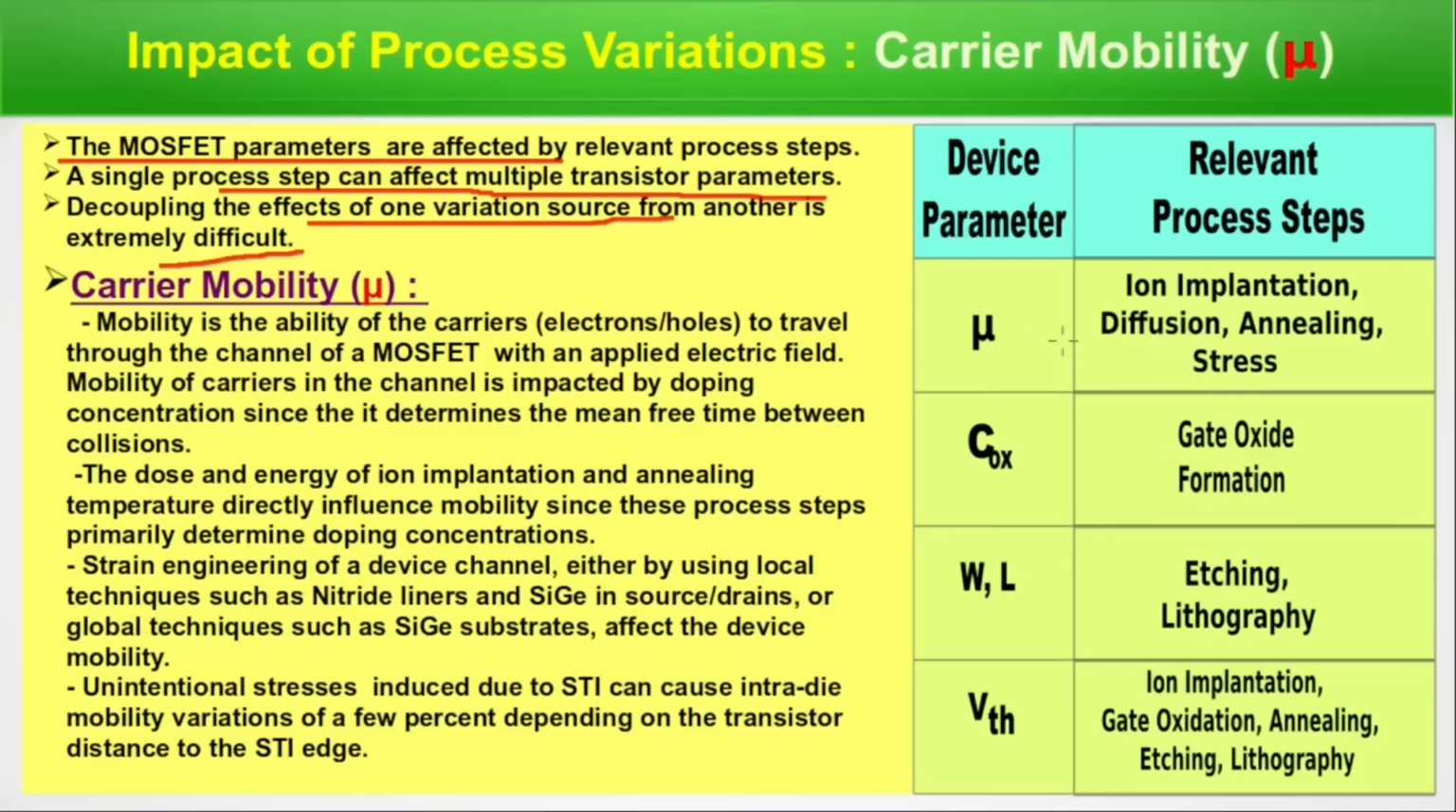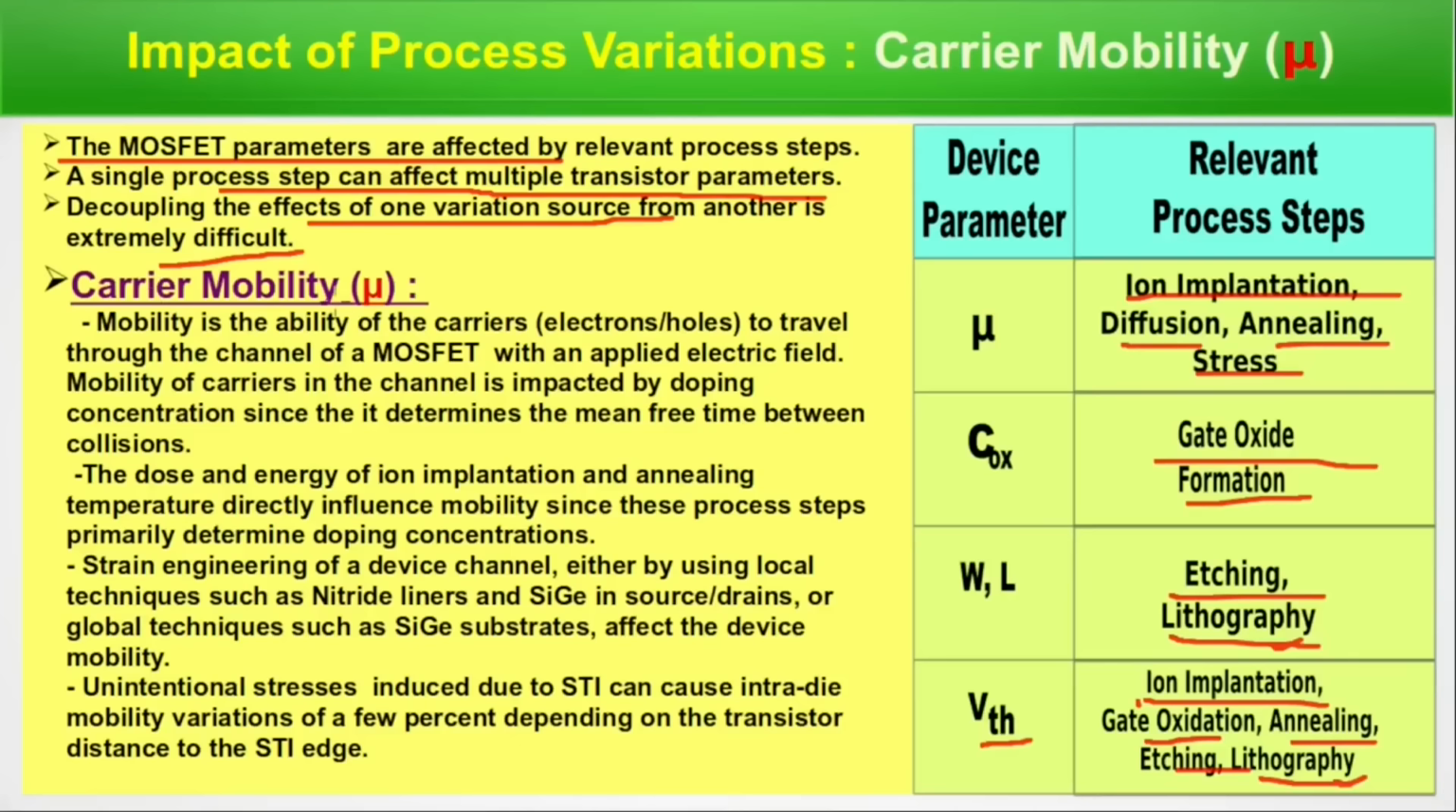Mu, that is mobility, is impacted by ion implantation, diffusion, annealing and stress. Gate oxide capacitance is impacted by gate oxide formation. W and L, that is width and length, are impacted by etching and lithography. And VTH is impacted by ion implantation, gate oxidation, annealing, etching, lithography. So lithography is mentioned here and here also. If we consider length and width, etching and lithography both contribute. In the case of change of mobility, ion implantation, diffusion, annealing, stress, multiple steps contribute. So segregating or decoupling which one is affecting is really difficult.